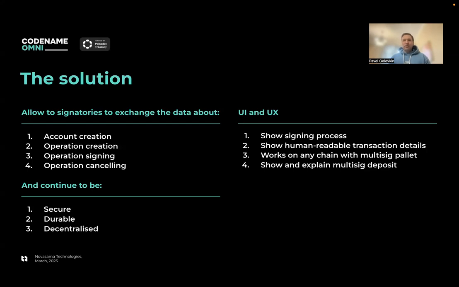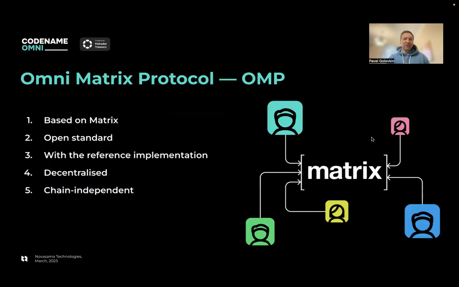And also our solution should work on any chain that has a multi-sig pallet. And it's more than 50 chains. So if there is a multi-sig pallet, you will be able to make multi-sig operations using the Omni application. And also we are showing and explaining the multi-sig deposit so that the user will understand whether he has enough tokens or not, and when these tokens will come back to him. And with all these things, we continue to be secure, durable, and decentralized.